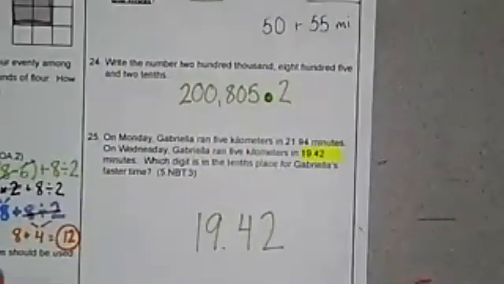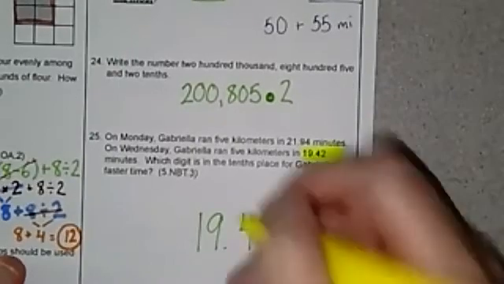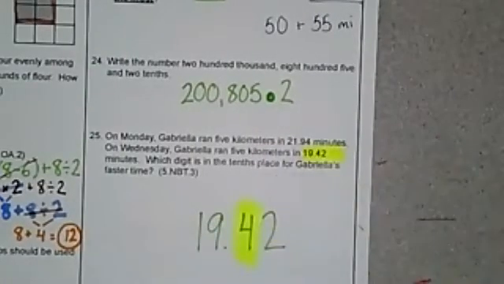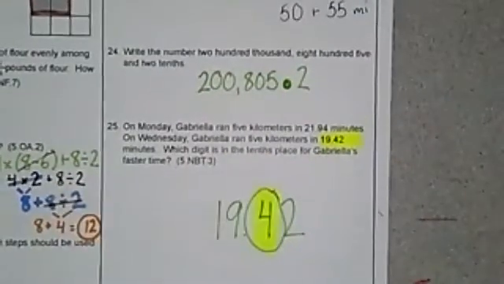Malachi, what digit is in the 10th place of 19 and 42 hundredths? Very good. There it is. And you are done. Nothing difficult on this. You can do it.